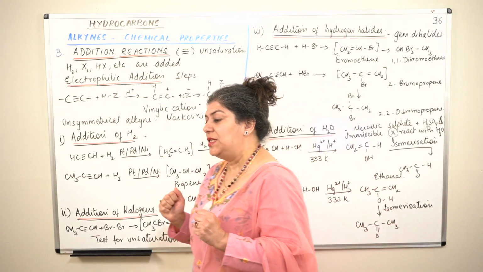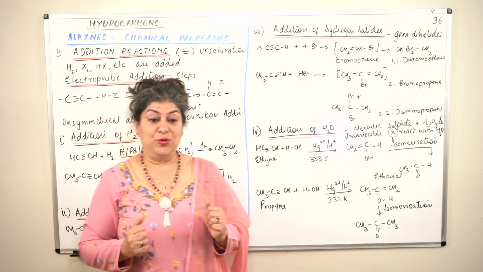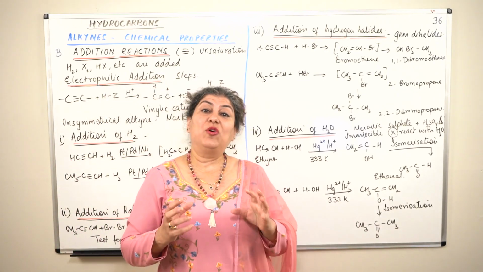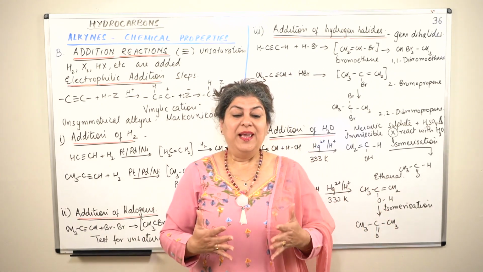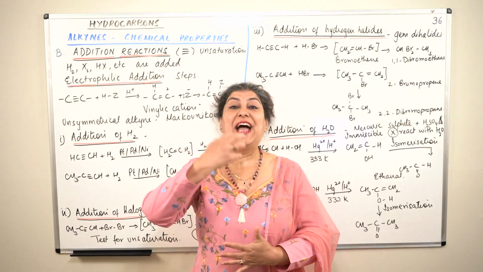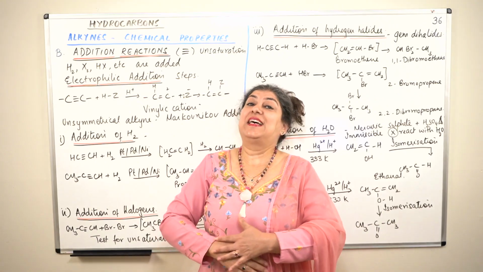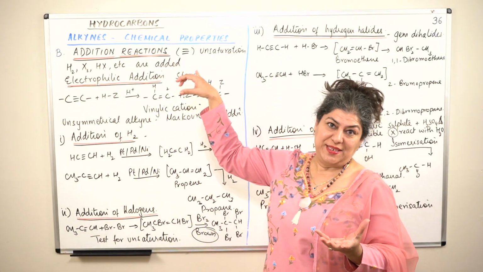Why does addition take place in the case of alkynes is something that I have already discussed with you. Addition takes place because alkynes are unsaturated hydrocarbons. If my tummy is empty, I can eat more food. I can add more food to it. It is unsaturated. It's the same case with unsaturated hydrocarbons.